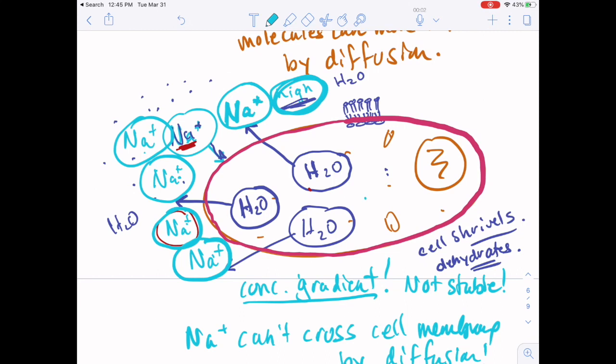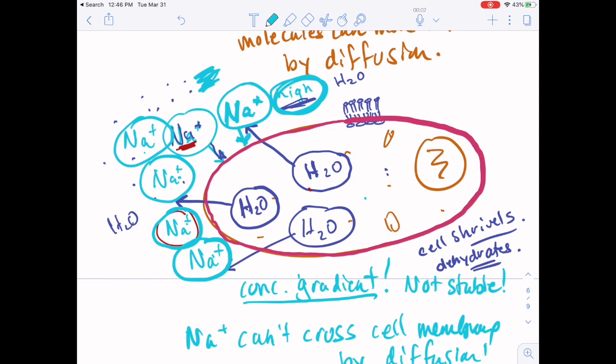So instead of having a concentration of 6 sodium ions outside the cell, a few of these sodium ions want to move in, so that we could have 3 and 3, but that's not going to happen because sodium is not allowed to diffuse across the cell membrane. The cell membrane is a semi-permeable membrane, and it says, sorry, sodium, you are not on my list.